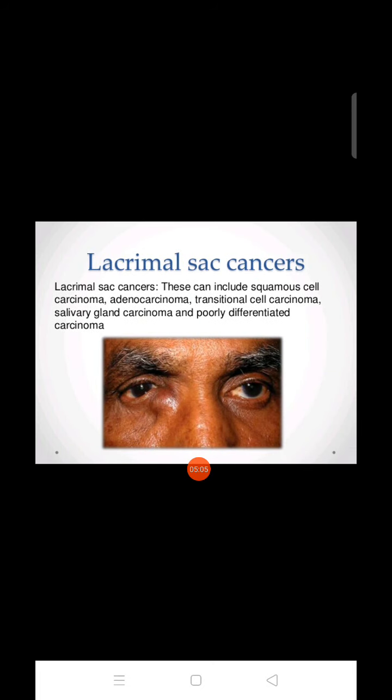Next is lacrimal sac cancer. Lacrimal sac cancers can include squamous cell carcinoma, adenocarcinoma, transitional cell carcinoma, salivary gland carcinoma, and poorly differentiated carcinoma. These types will be included in that.